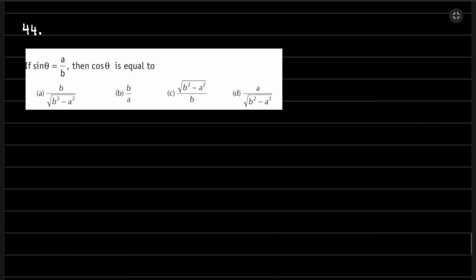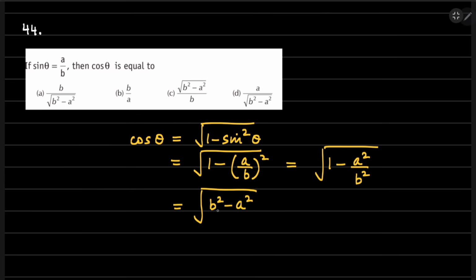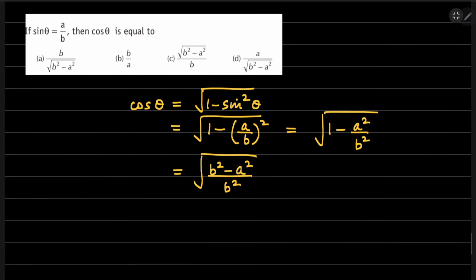If sine theta is equal to A by B, what will be cos theta? I think we did a similar question. So cos theta will be equal to root of 1 minus sine square theta. So this is equal to root of 1 minus, sine theta is A by B, so A by B the whole square. So this is equal to root of 1 minus A square by B square. So if you take the LCM, you'll have B square minus A square divided by B square.